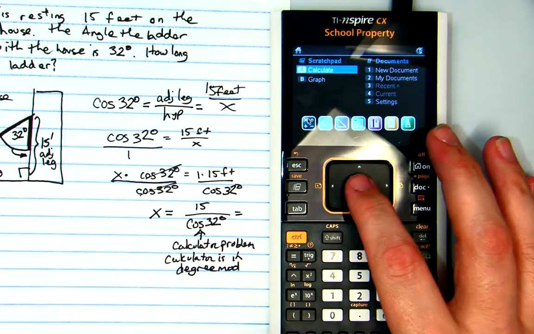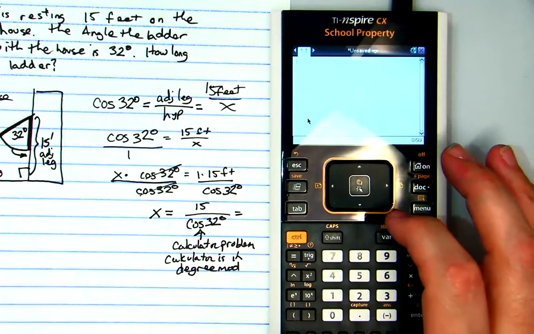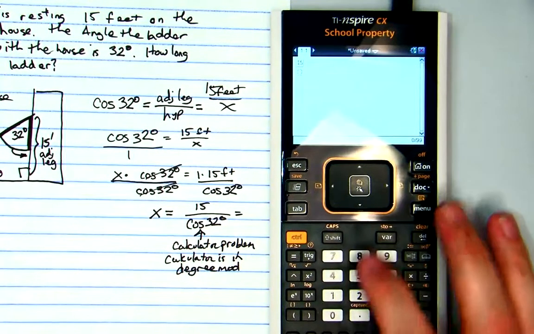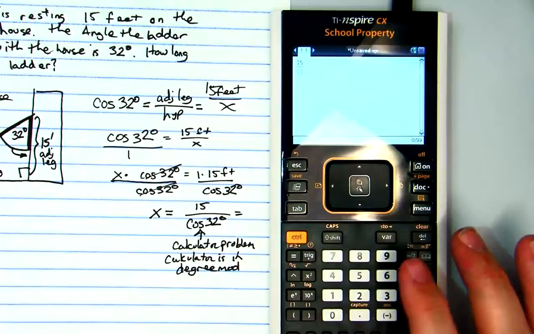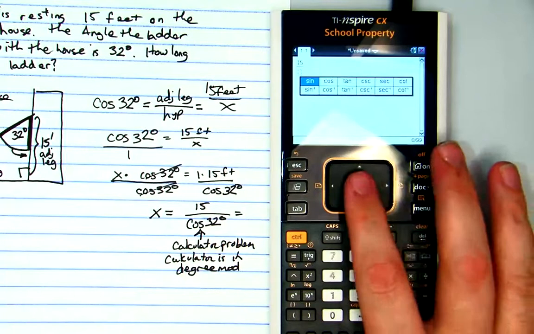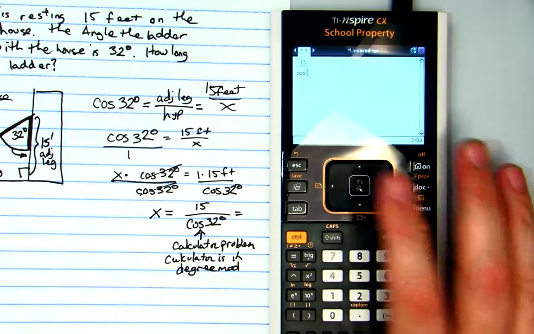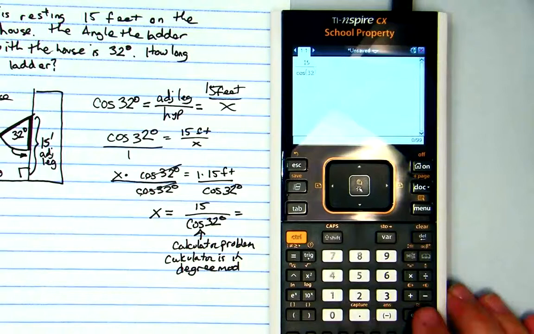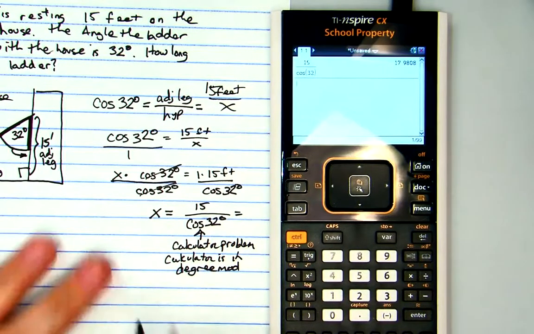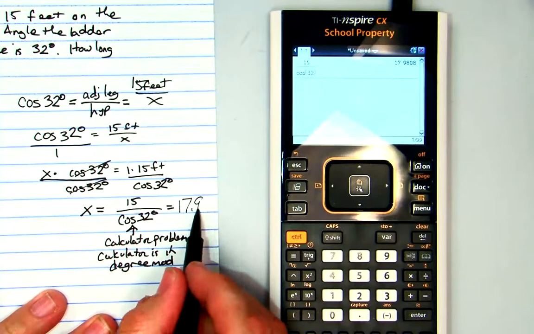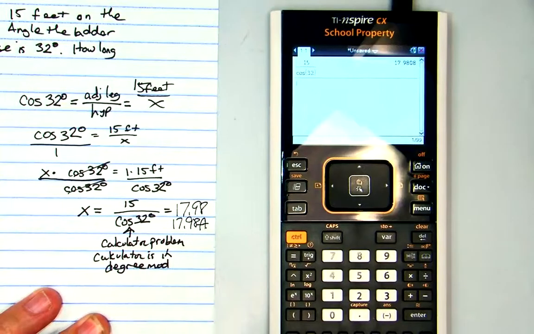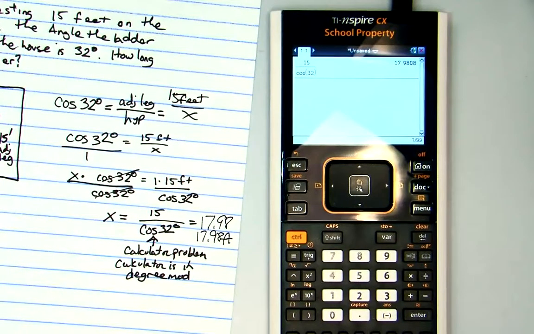All right, I'm going to go to a calculator screen. I want to create a fraction, and in the top I want to put 15, and in the bottom I want to put the cosine, so I have to hit the trig button and go to cosine, and I want to put 32 and hit enter, and I get 17.9808. So what I get out of my x is 17.98. And that's 17.98 feet. And I didn't check to make sure that this was in degree mode.